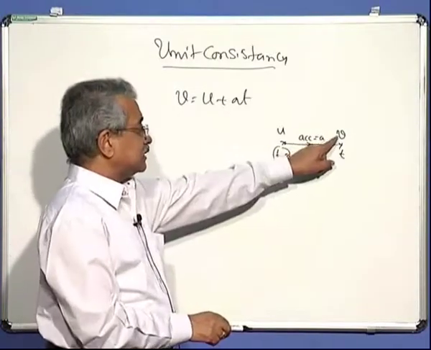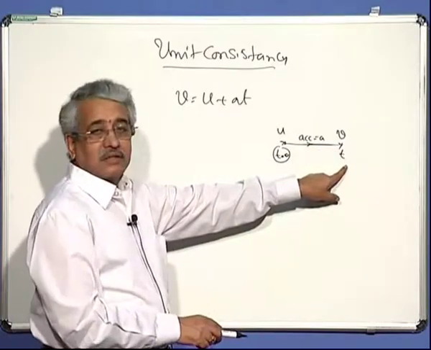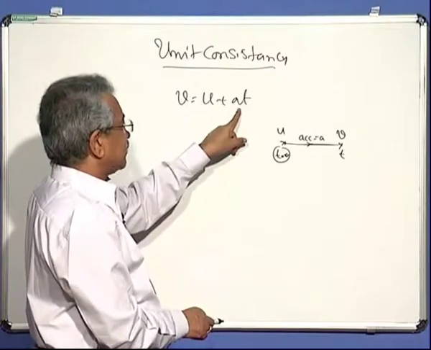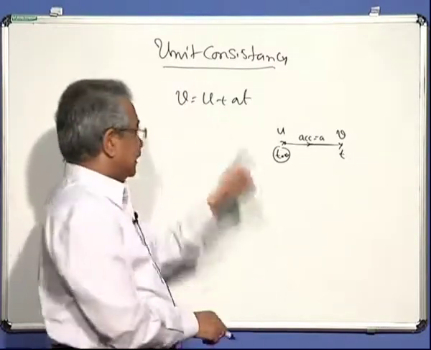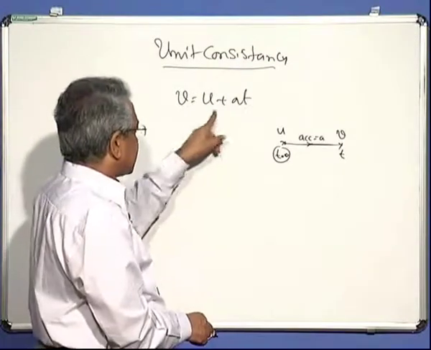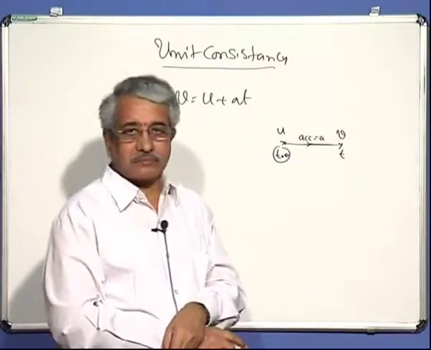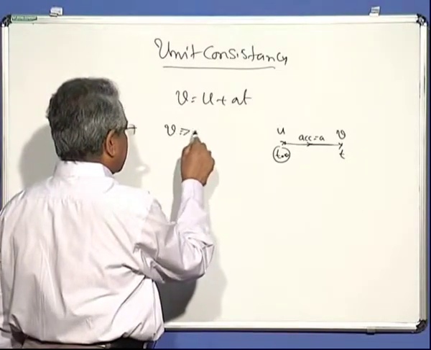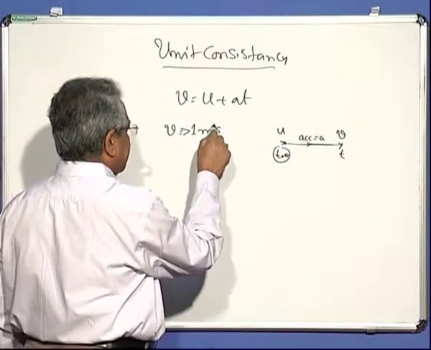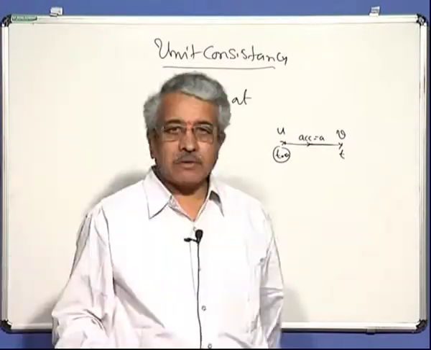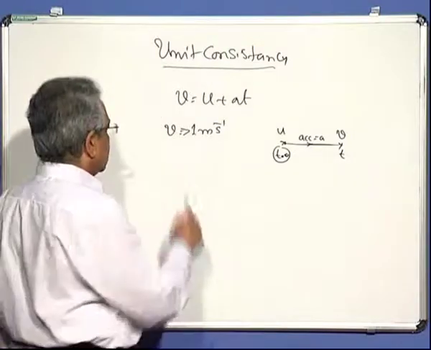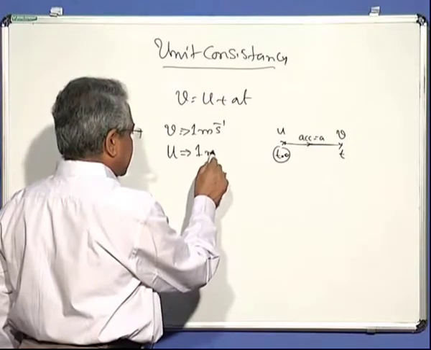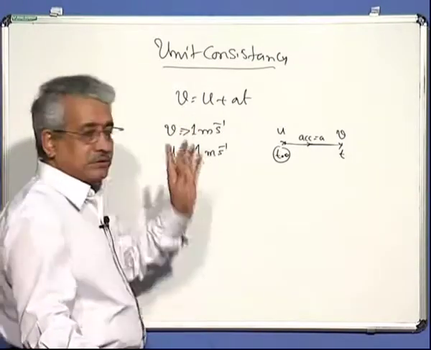The velocity that the body obtains at the end of time t is given by the initial velocity plus the product of acceleration and time taken. If this equation is to be correct, each term here must have the same units. Then only it is possible. Let us check here. Velocity has units, I am writing in SI here, meters per second. So each term must also be expressed in SI units. The initial velocity u must also have units of meter per second, because this is also velocity, and they will have the same units.